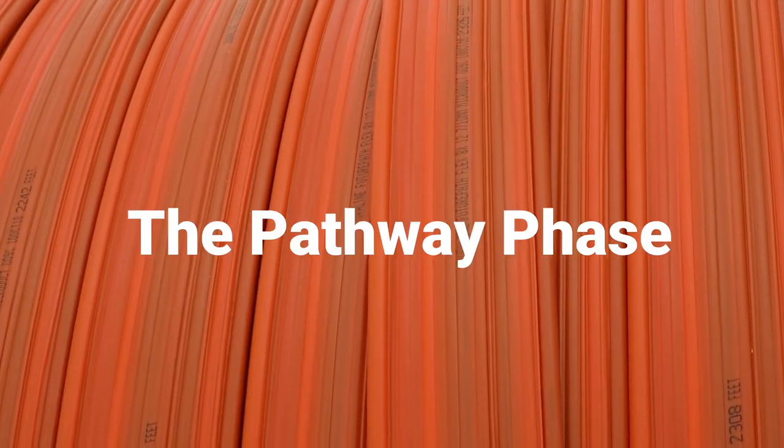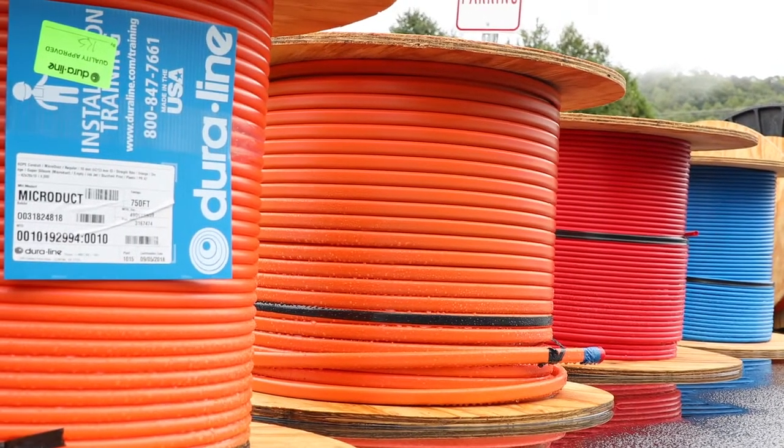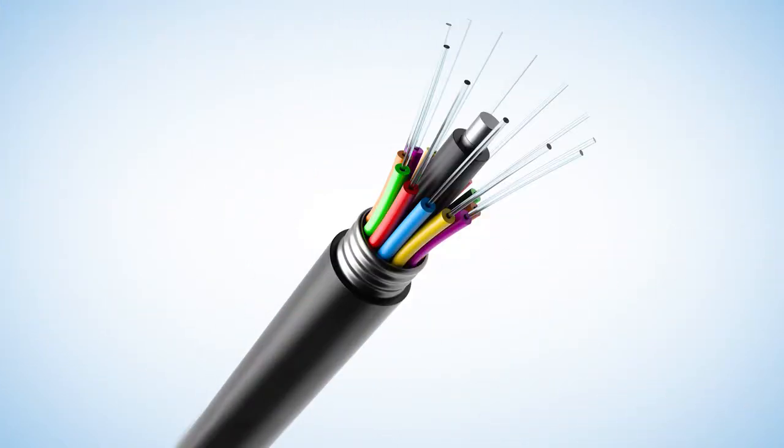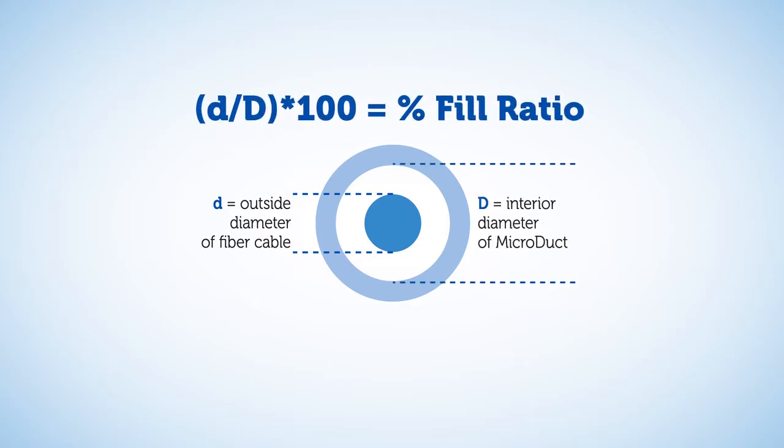Step 3. Pathway phase. Duraline manufactures a wide variety of high-quality conduits for pathways. There are 2 easy steps to determining the best Duraline product. First, decide the fiber count needed today. The outside diameter, or OD, of the fiber cable chosen will determine the optimal fill ratio and microduct size. Duraline recommends a fill ratio between 50 to 75%.